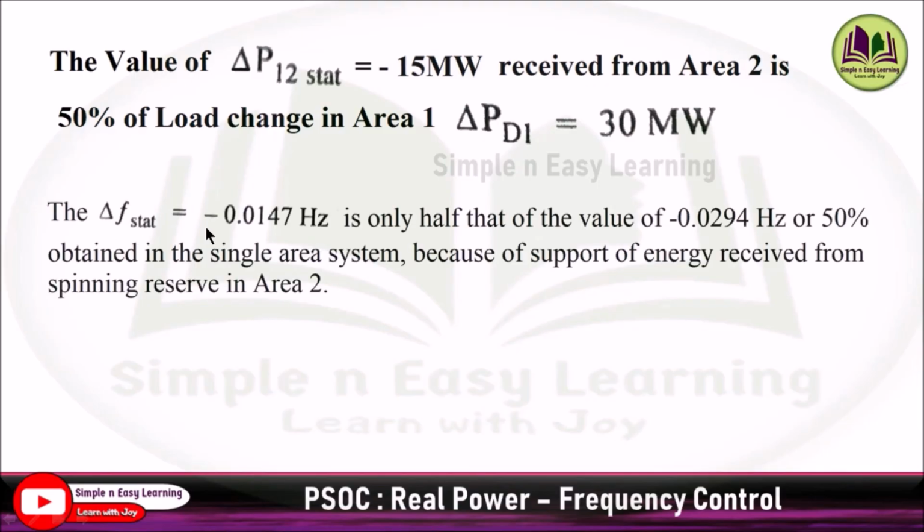Del F stat equal to minus 0.0147 hertz is only half of the value of minus 0.0294 hertz, which is obtained in the single area system. If you calculate del F stat for the single area system, you will get minus 0.0294. But here for the two area system, the value is 0.0147, which is half or 50% of the value obtained in the single area system. This is due to the support of energy received from the spinning reserve in area 2. So this is the conclusion of this problem.